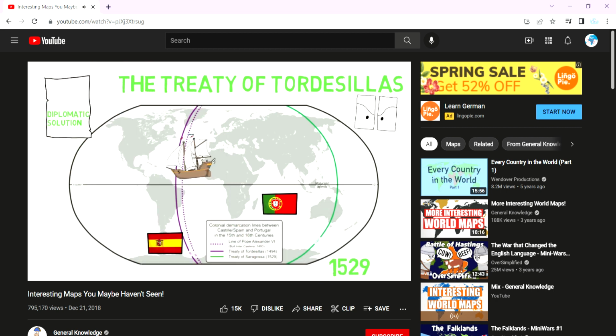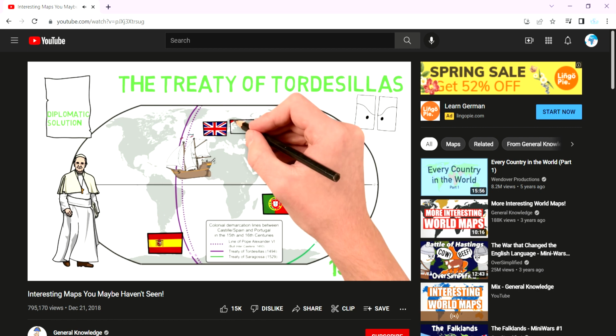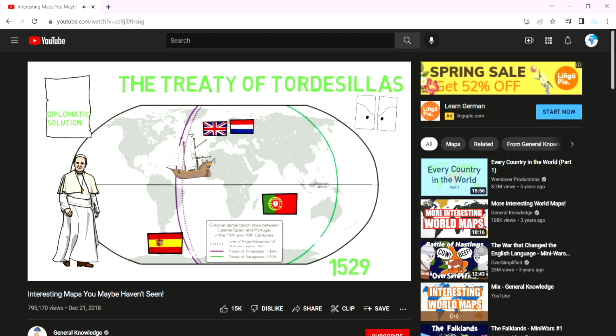Pope Alexander VI formalized the separation of lands with this map. The treaty was eventually replaced with later ones, and other powers like England, the Netherlands, and France never really accepted or recognized this exclusive division.